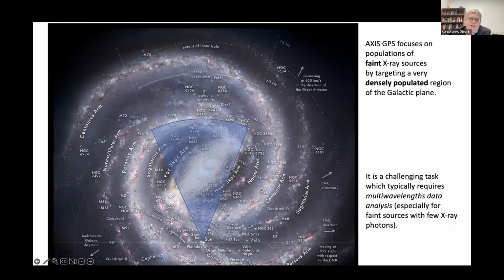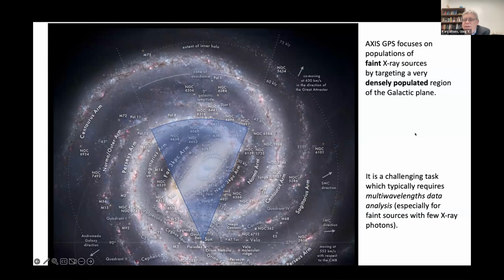So this is a picture similar to what Arash was showing. It shows the area covered by the survey, the Axis GPS. And Axis GPS is focusing on the faint X-ray sources. That's the point that Arash was stressing, because we don't really understand the lower luminosity end of the luminosity function for X-ray sources. And Axis will be discovering many of those sources. And we are targeting a very densely populated region of the galactic plane.